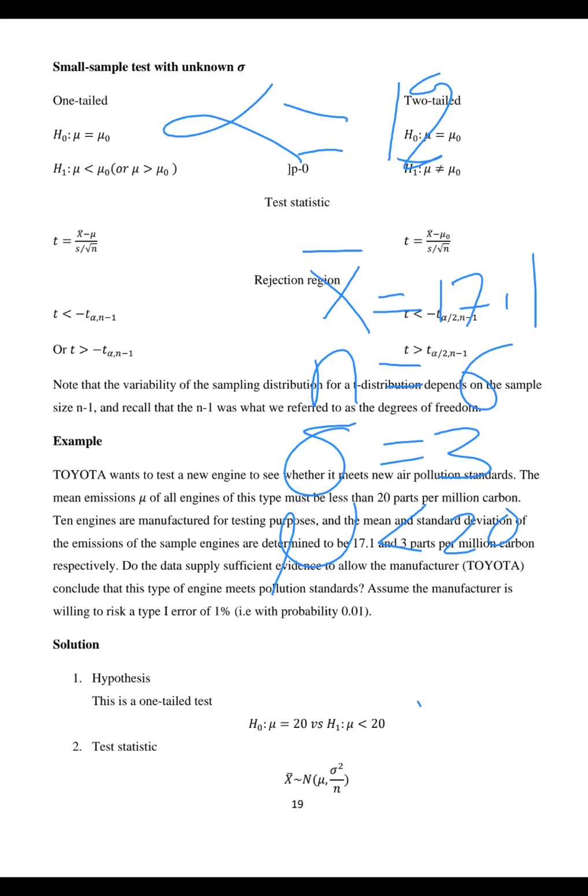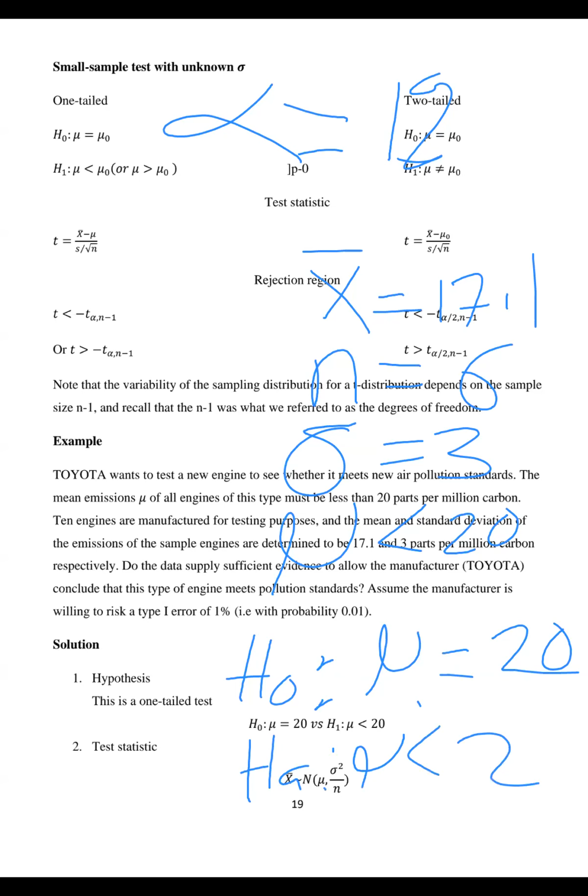So first we form the hypothesis, the null hypothesis. The null hypothesis, H naught, shall be mu equal to 20. That is what we know. This is what is there in the null hypothesis. Then we believe, when we test, that mu is less than 20. So mu is less than 20 in the alternative hypothesis. Okay.